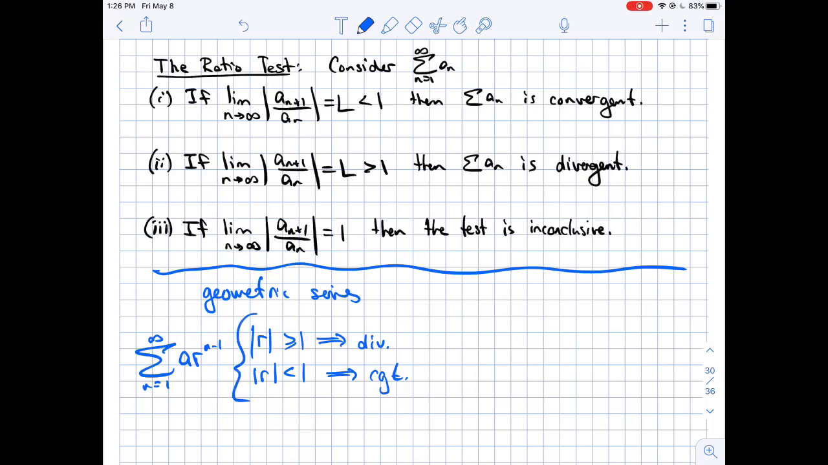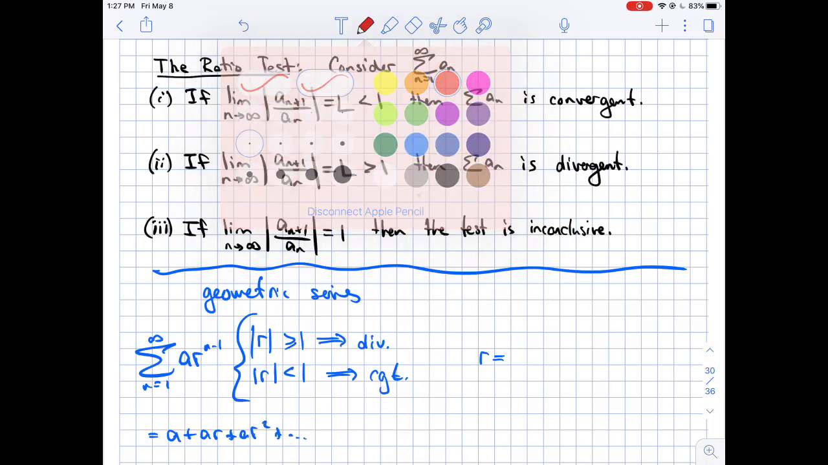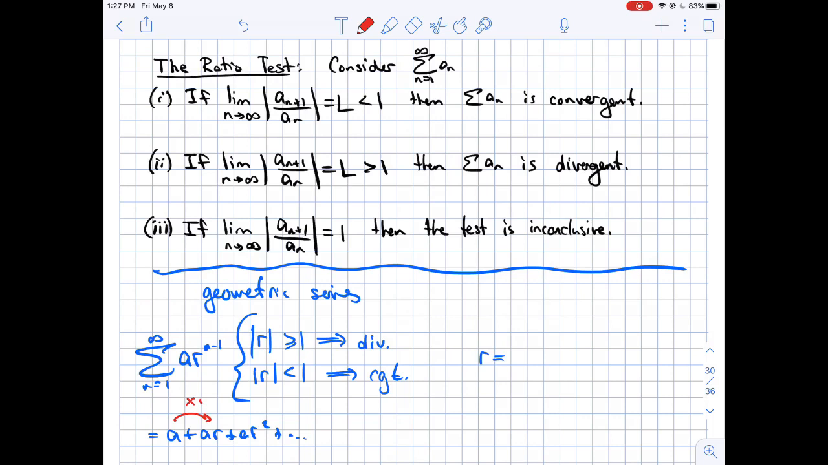Now, what does that have to do with the ratio test? Well, think about how we defined that common ratio r. Remember that r was the ratio of one term to the next term. If we are looking at the geometric series a + ar + ar squared and so on, then going from one term to the next, all that we did was multiply each term by r. And we wanted to know what the value of r was.